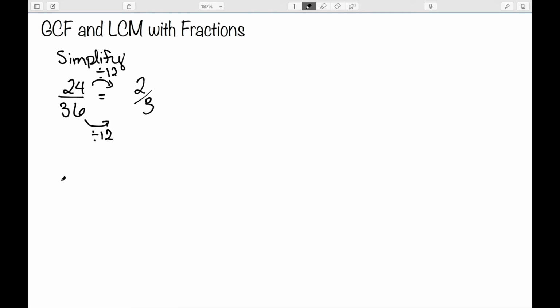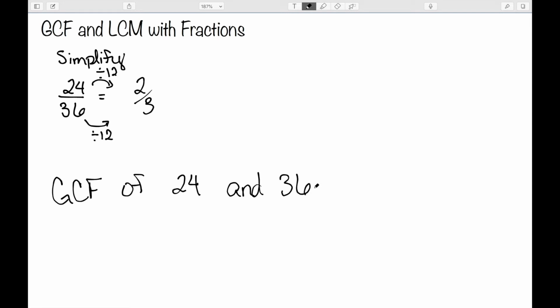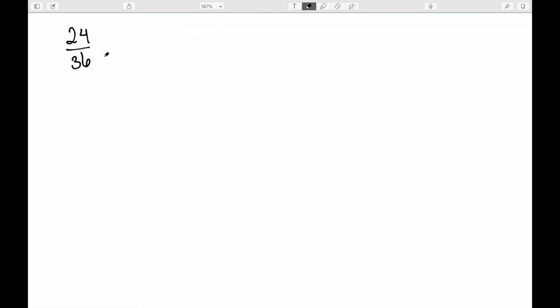Well, this 12 is the greatest common factor of 24 and 36. So if I know the greatest common factor between the numerator and the denominator, I can easily simplify these fractions. It is not necessary to determine the greatest common factor of the numerator and denominator to put it in simplest form. We can just keep going until we can no longer simplify.